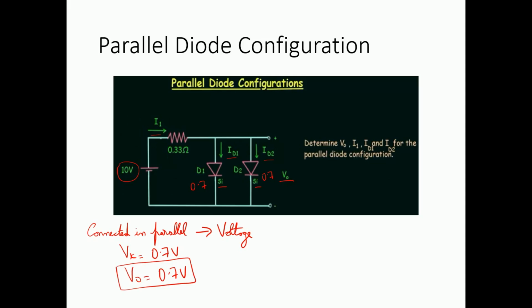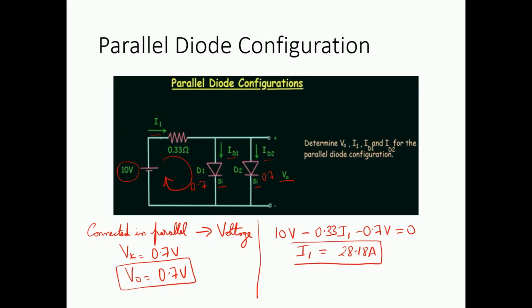Now let us find the current. So the current is moving I1 in this direction, so I can apply the KVL in this loop. So if I apply KVL, I'm going to have the value of 10 volts minus 0.33 I1 minus 0.7 volt of the first diode D1 equals to 0. So I1 comes out to be 28.18 amps.